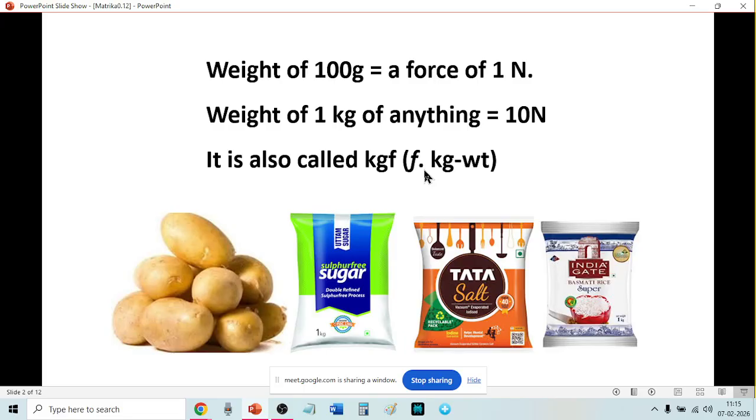Okay? So kg is not kgf. Kg is how much potato is there: 1 kg. What is the weight of the potatoes? 1 kgf. How much sugar is there? 1 kg. What is the weight of 1 kg sugar? 1 kgf. How much salt is there? 1 kg. The quantity of salt is 1 kg. The weight of this salt is 1 kgf. How much rice is there? 1 kg. The weight of rice is 1 kgf and equal to 10 newtons. Okay?